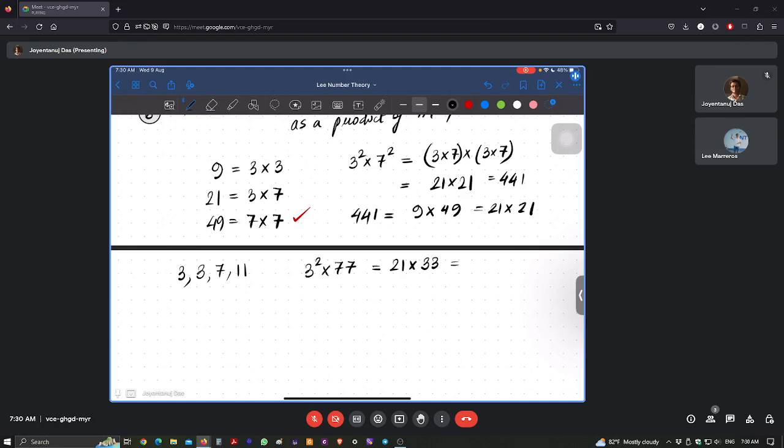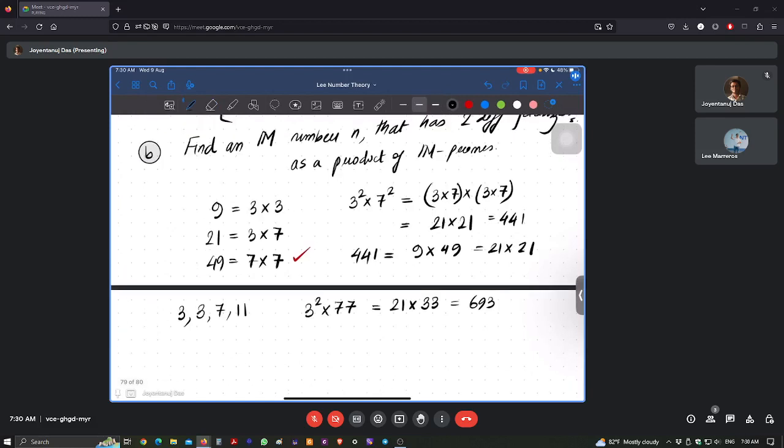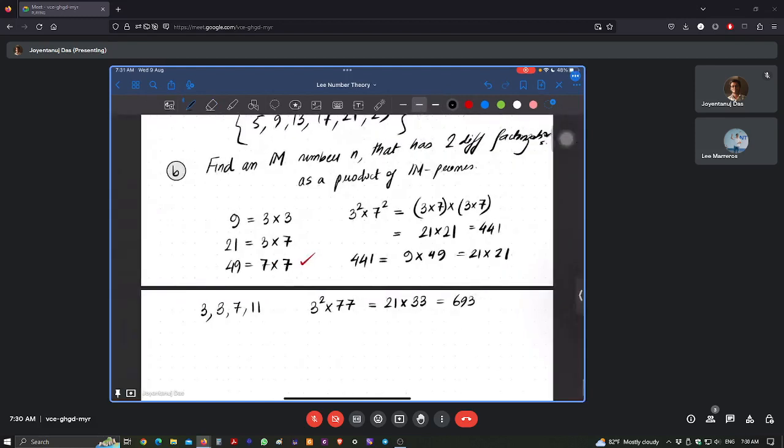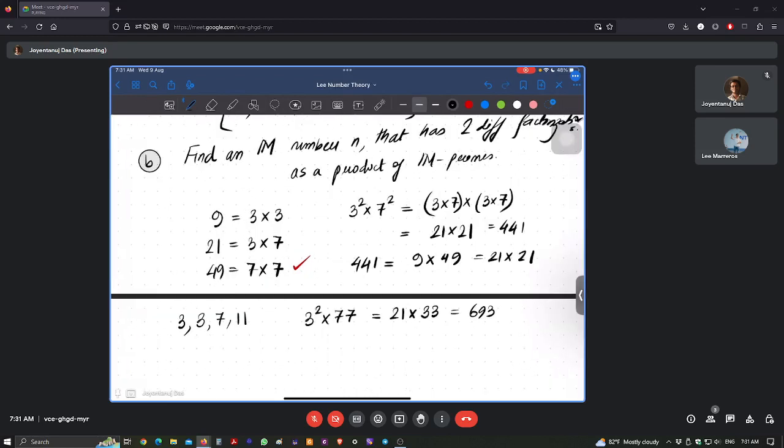So this is, I think, 693. So 693 is another number that can be written as two different factorizations as a product of m primes. So like this we can construct.